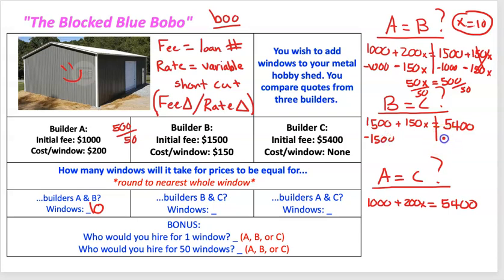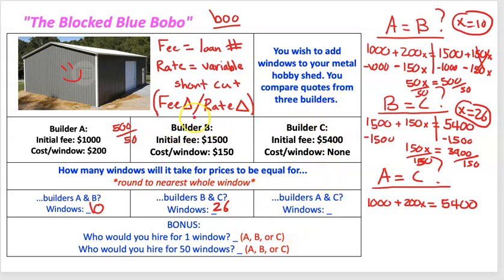Minus 1,500, minus 1,500. 150x is going to equal a number. 5,400 minus 1,500 is going to be 3,900. And then divide both sides by 150. 3,900 divided by 150 is 26. Got it. All right, so 26 windows is when builder B and builder C are going to be equal to each other.